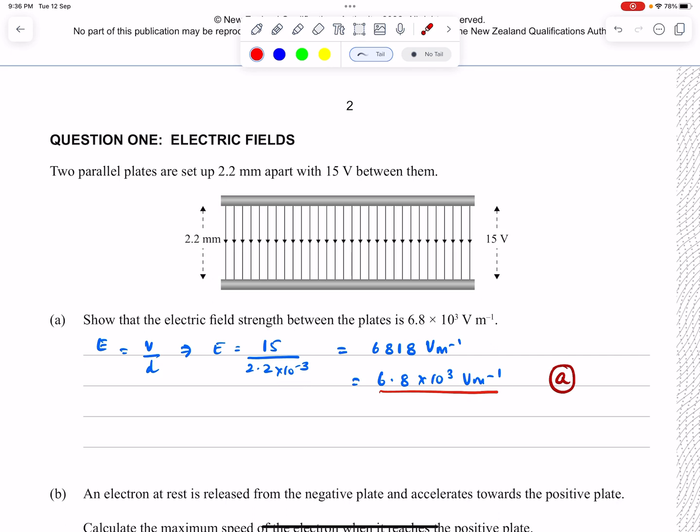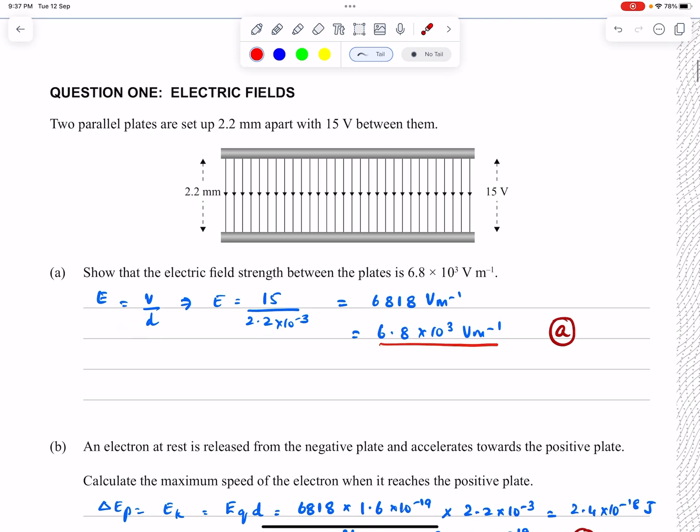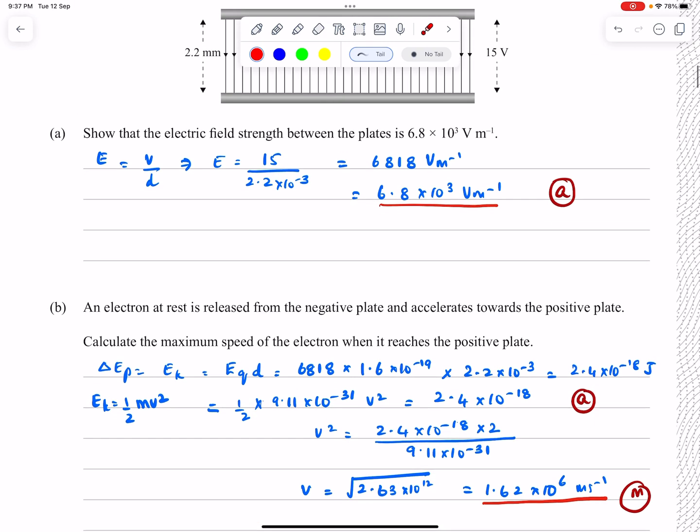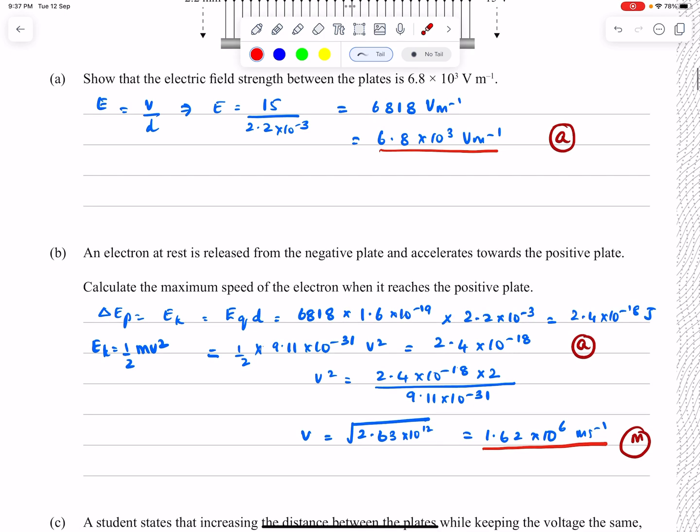And for sure that question, write the formula, do the substitution, write the unrounded value, and then here's the answer that you need. And that's what an achieved. Now, an electron at rest is released from the negative plate and accelerates towards the positive plate. Calculate the maximum speed of the electron when it reaches the positive plate.